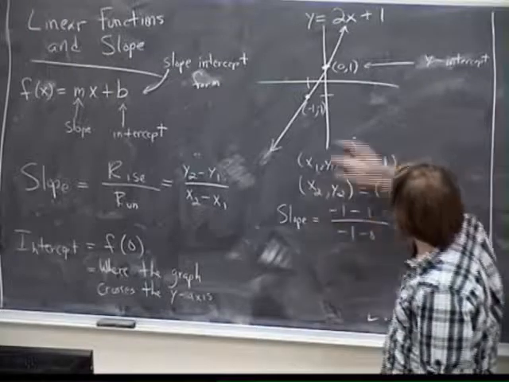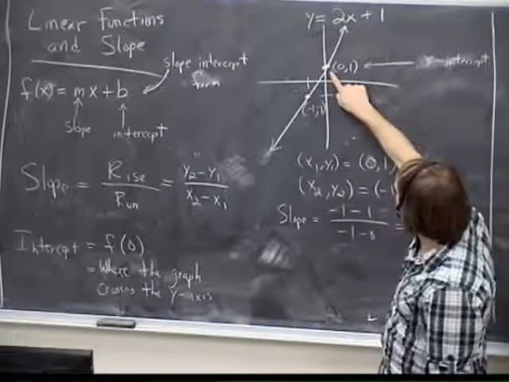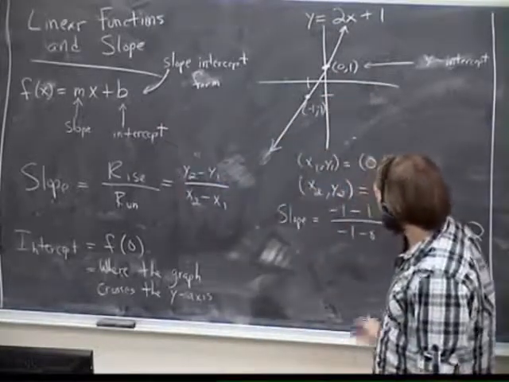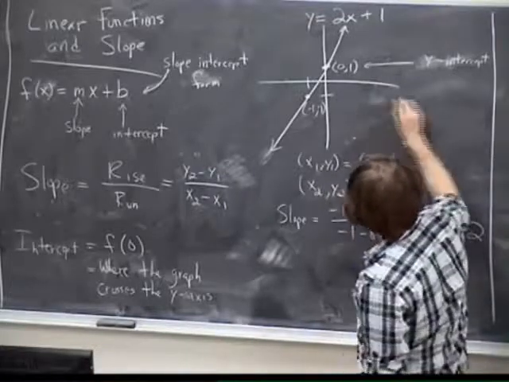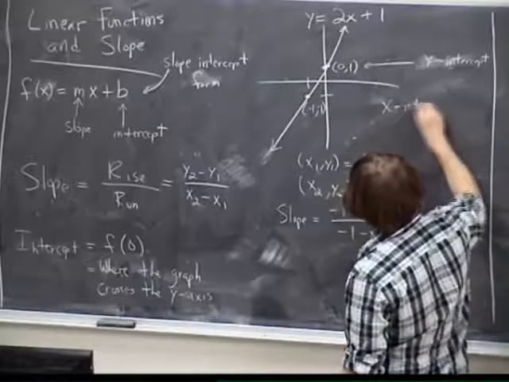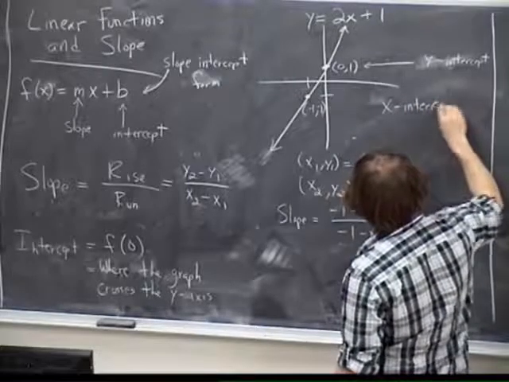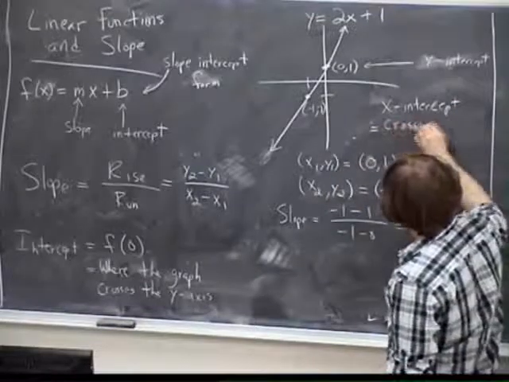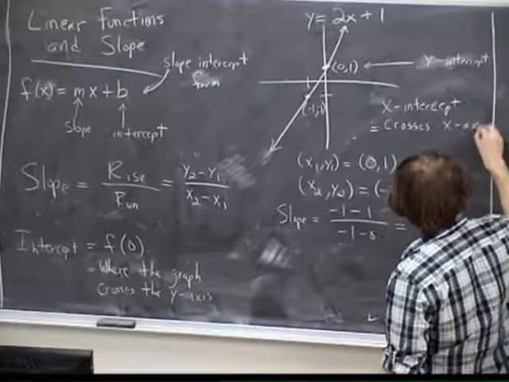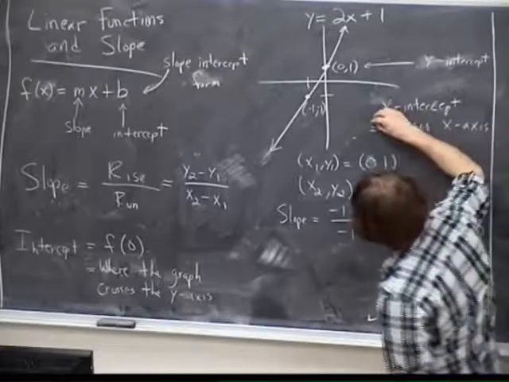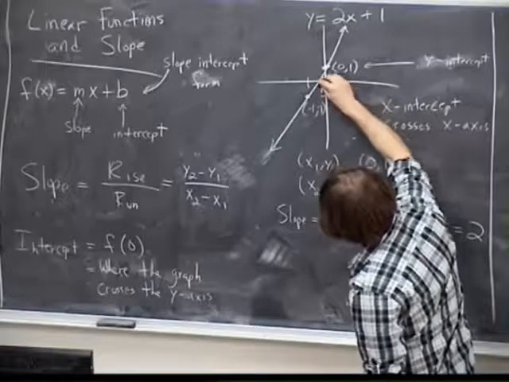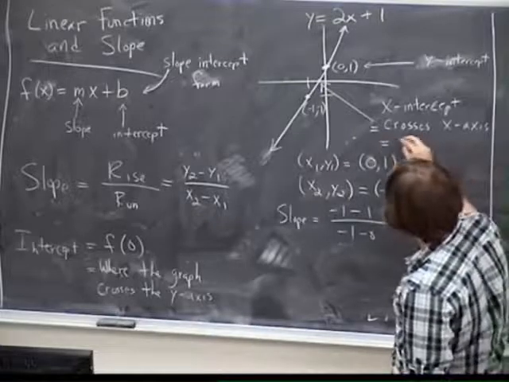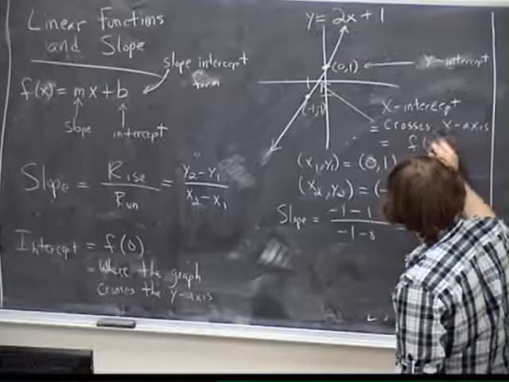Now, this is the y-intercept, and that's the intercept we're talking about in the slope-intercept form. There's also the thing called the x-intercept. So the x-intercept is the place where it crosses the x-axis. So we can see it would actually be this point on the graph right here. This would be the x-intercept, which is also the place where f of x equals 0.